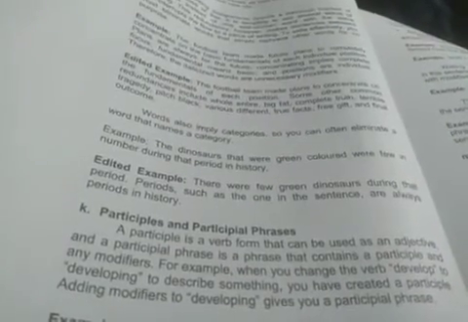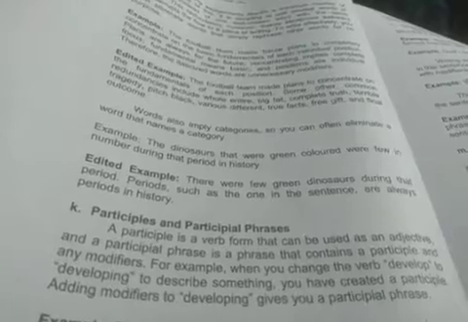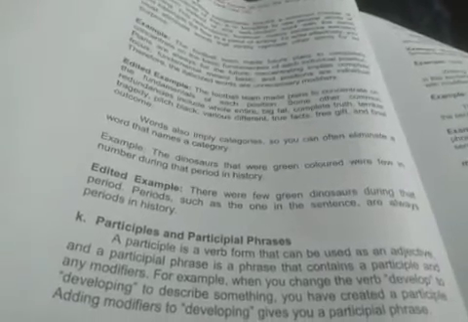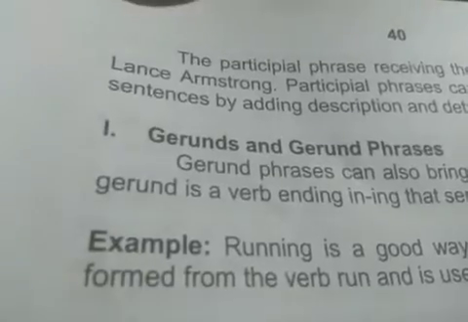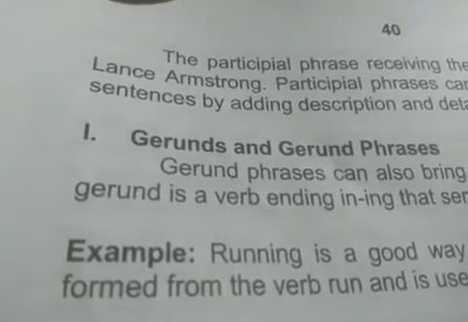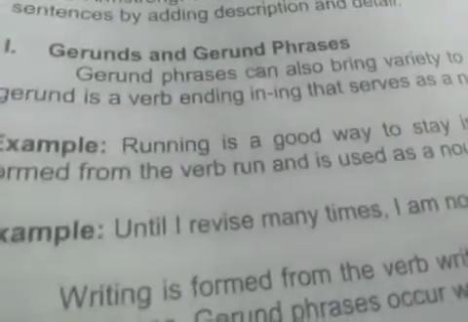Example: we saw Lance Armstrong receiving the yellow jersey after the first mountain stage of the Tour de France. The participle phrase receiving the yellow jersey describes Lance Armstrong. Participle phrases can transform short, choppy sentences by adding description and detail.